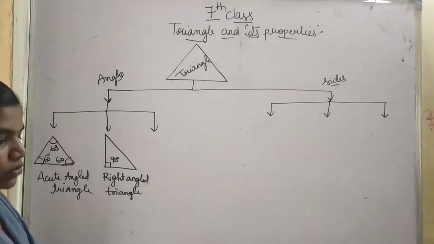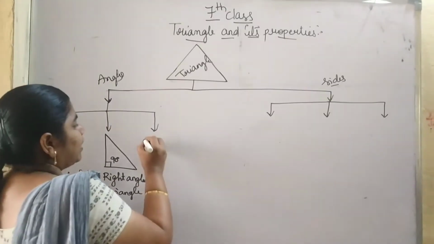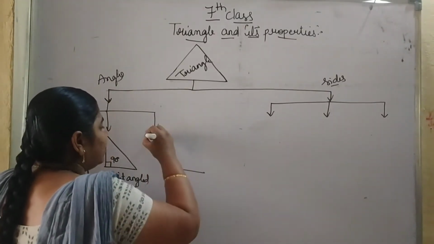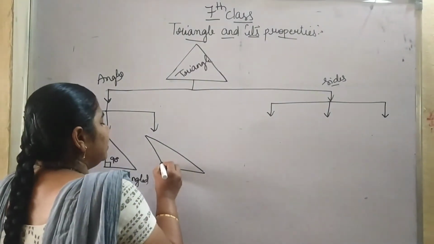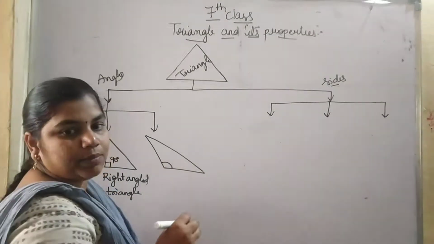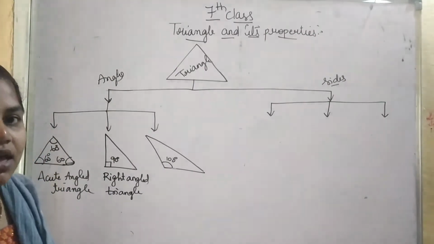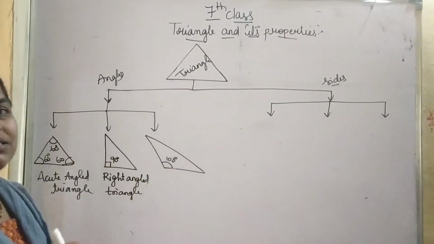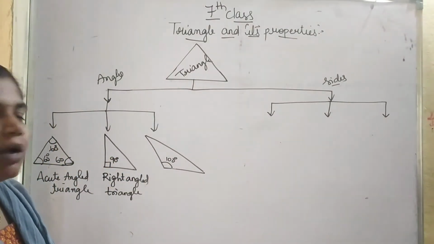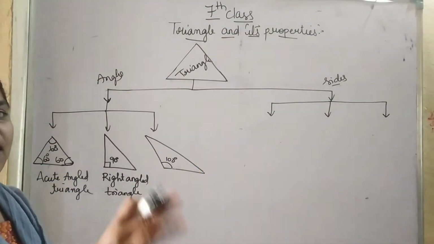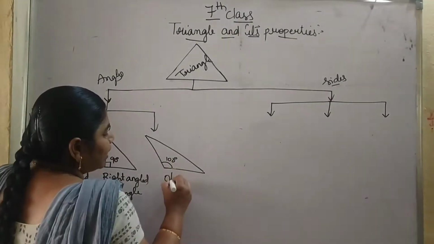Next one is obtuse angle triangle. One of the angles will be more than 90 degrees. More than 90 means it can be 100 degrees, or 110 degrees, or 120 degrees. It will be less than 180. So greater than 90 and less than 180 will always be an obtuse angle. It can be any value between 90 and 180. So they are called obtuse angle triangles.